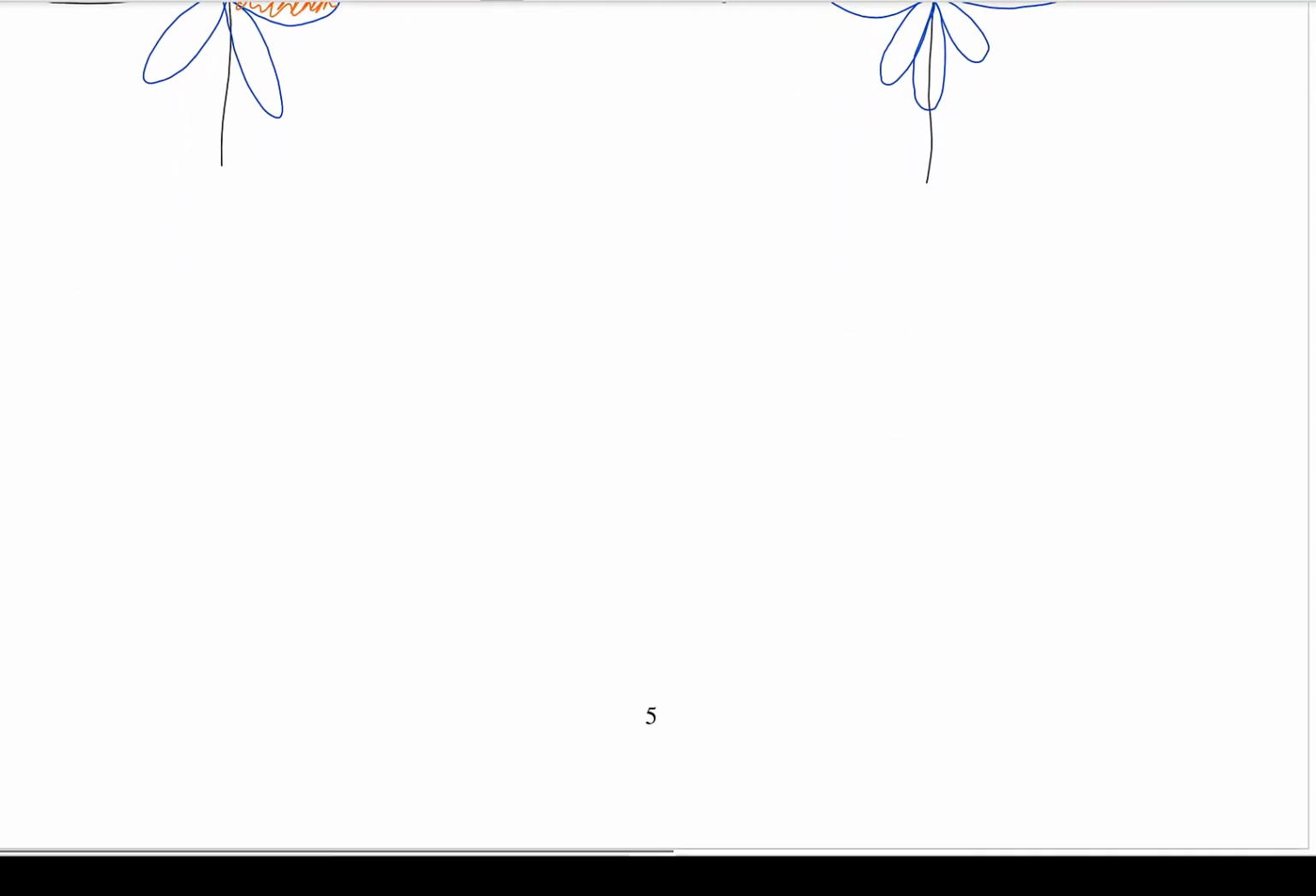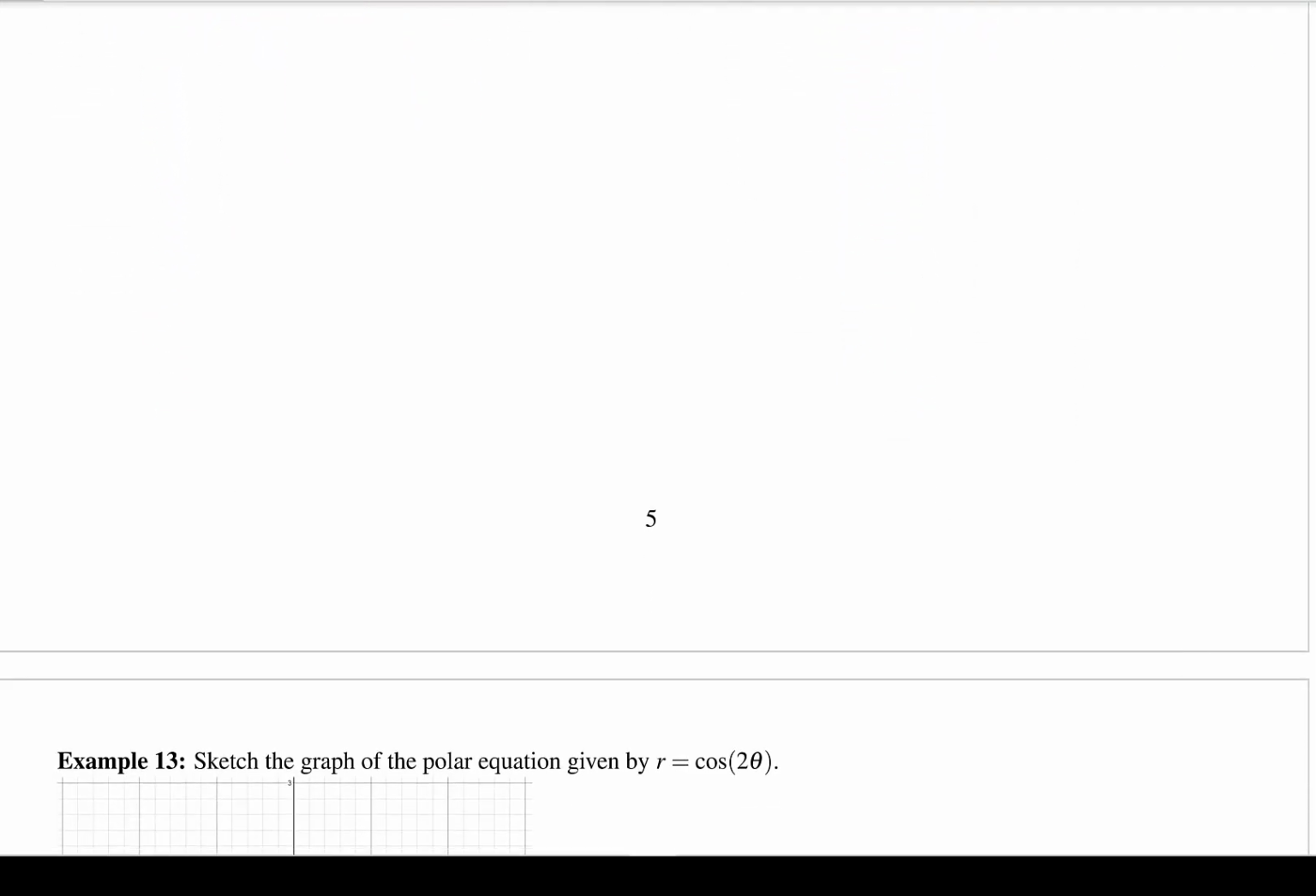Now let's look at sine of k theta. So for this one, let's assume we have r equals sine of 3 theta. So I have an odd k value, which tells me I should have 3 petals. And so this will look like this.